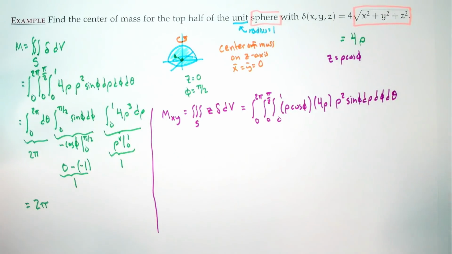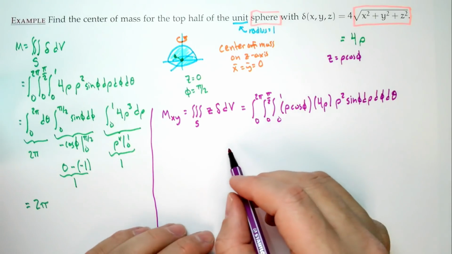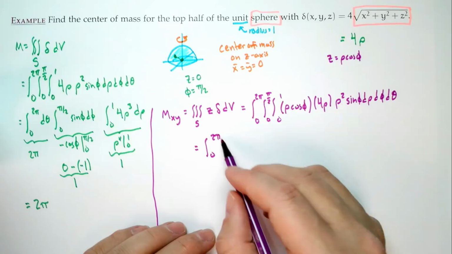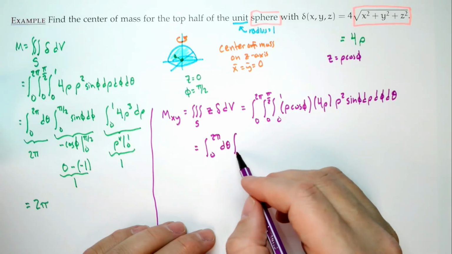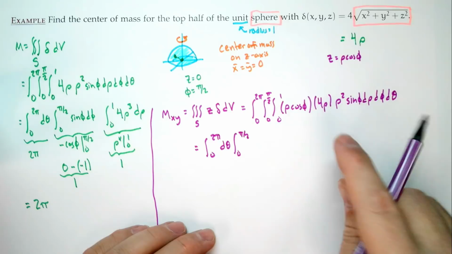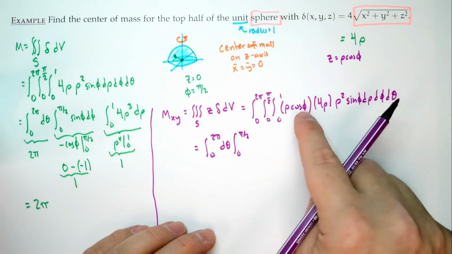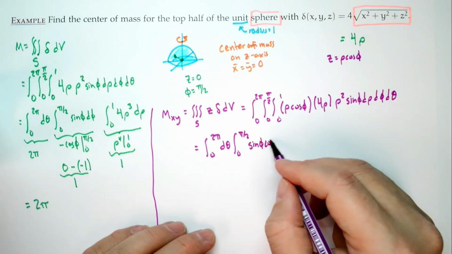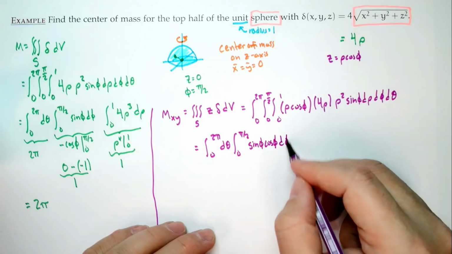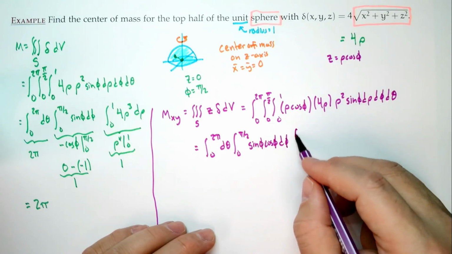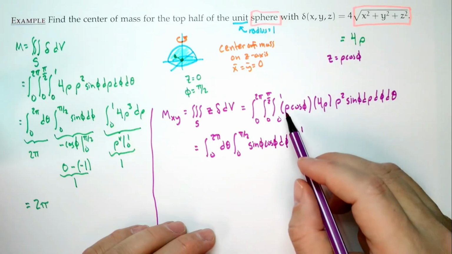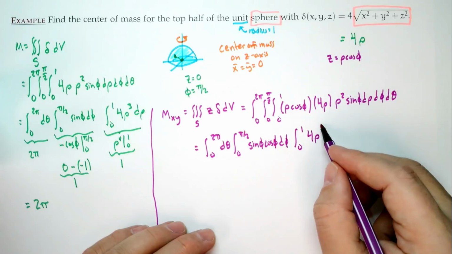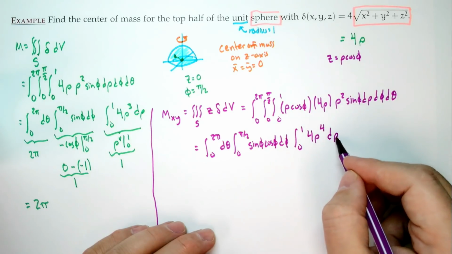And again, we can pull everything apart. So if we start pulling things apart, what do we get? Well, 0 to 2 pi d theta. 0 to pi halves, now we have a sine phi and a cosine phi, so sine phi cosine phi d phi. And 0 to 1, now we have another rho, so that's going to be 4 rho to the 4th, d rho.